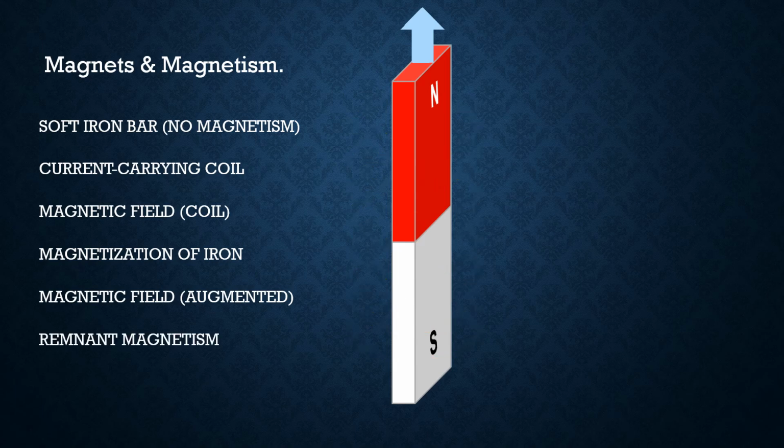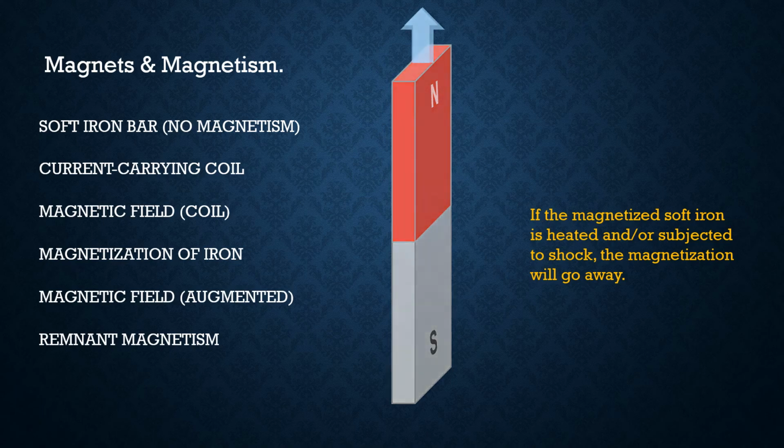If one removes the coil, namely the external source of the magnetic field, the soft iron will retain the magnetism. This is referred to as remnant magnetism. But if you damage the magnetized iron, either by heating it or by dropping it and having a shock wave, for example, you can lose the magnetism that has been created. So something about the dynamics of the particles within the soft iron are responsible for the magnetism.